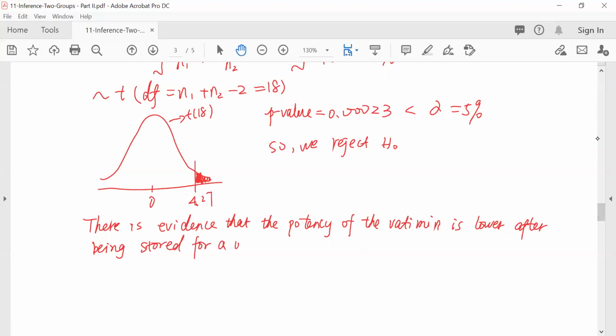for a year. Okay, so I will end this video here. It's about the hypothesis test of the two independent populations. In the next video, we will continue to see how we could calculate the 90% confidence interval for it.